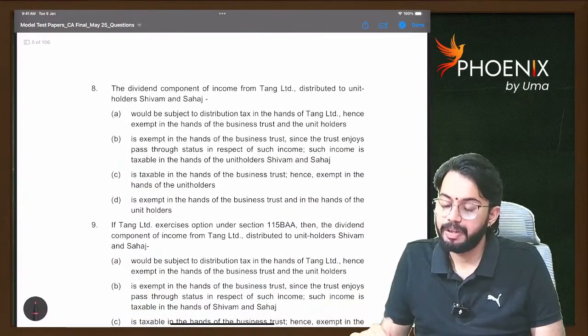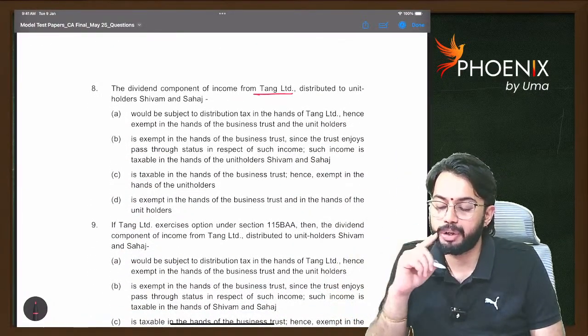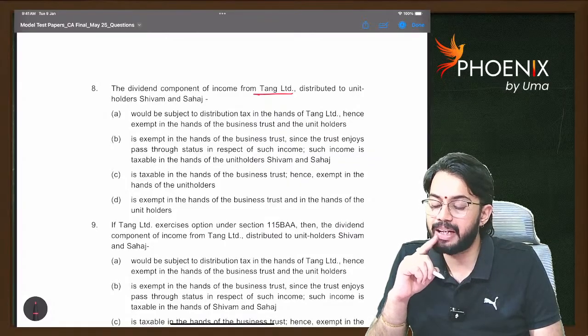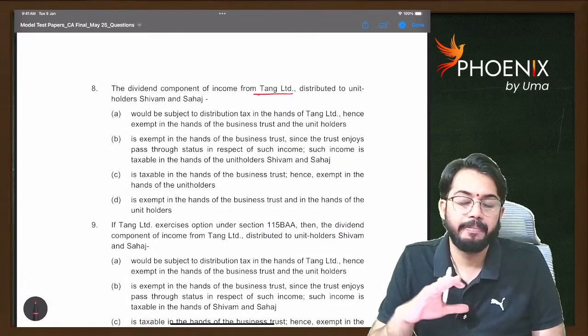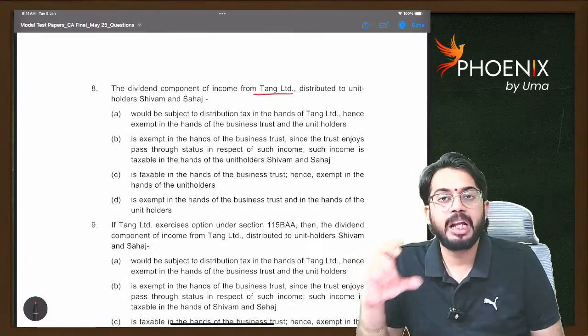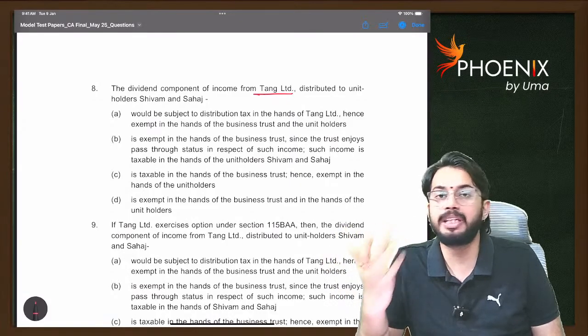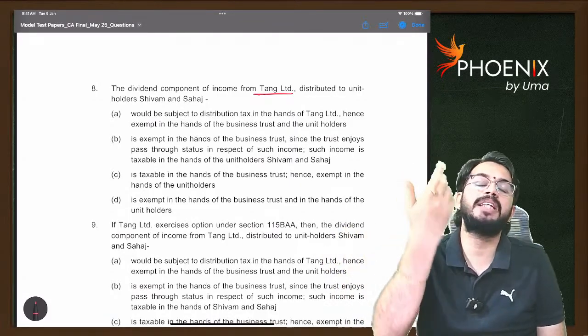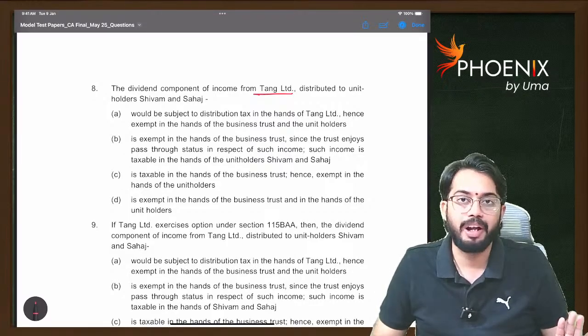Question number 8. Dividend component of income from Tang Limited distributed to unit holders Shivam and Sahaj. Whenever dividend is distributed, we need to check whether the SPV, special purpose vehicle, is paying taxes as per normal rates, 25% or 30%. Dividend income is exempt in the hands of the business trust. It is also exempt in the hands of the unit holder.